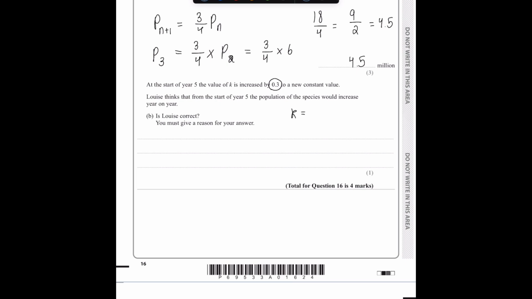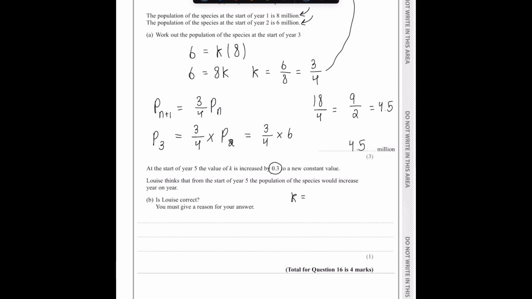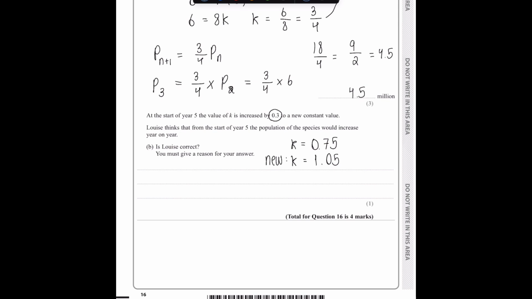Currently, our k value is 0.75. So if we added 0.3 to it, our new k value is now 1.05. So now our k value is above 1. So let's see if at the start of year 5, our population would start to increase.